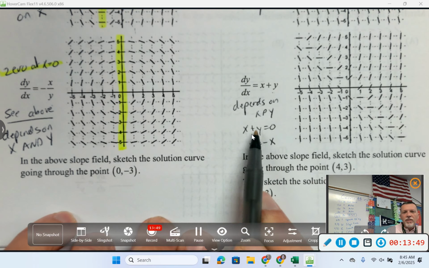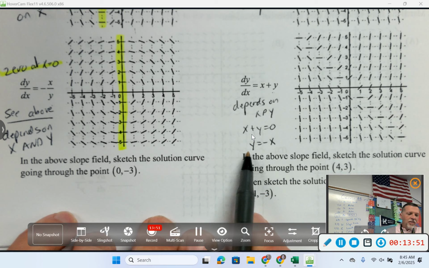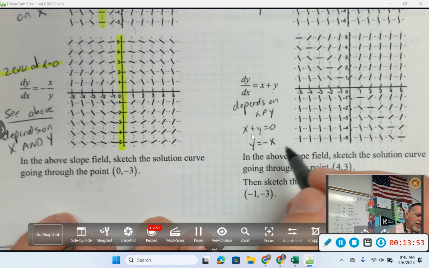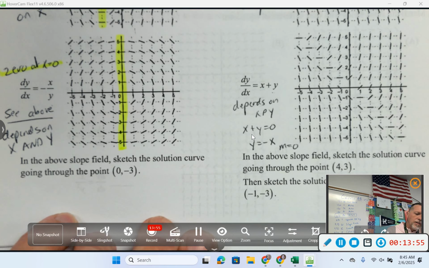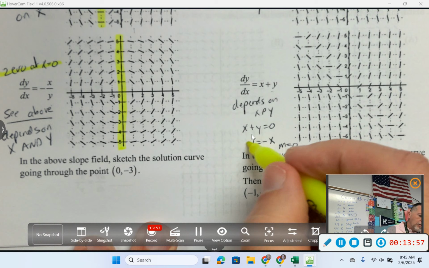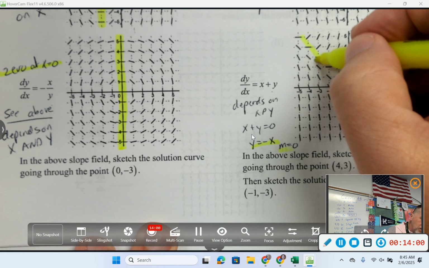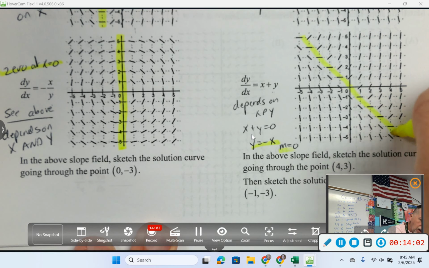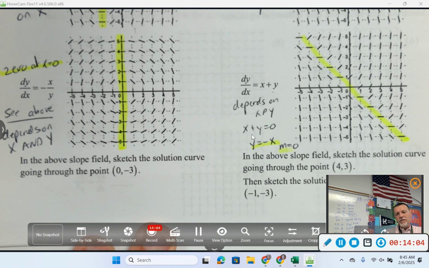So I can set my slope equal to 0, and on this line y equals -x, the slope is 0. That was a little harder than the others, but you can still see those 0 slopes there on the line y equals -x.